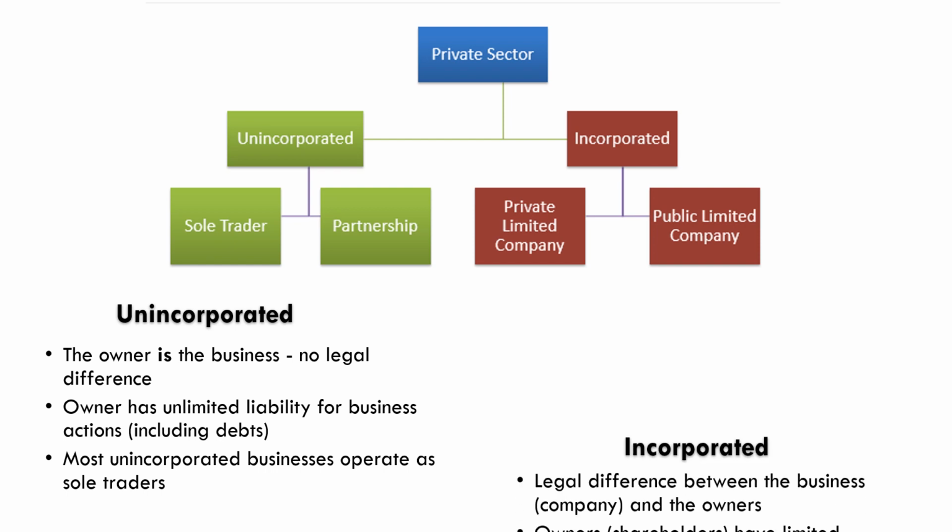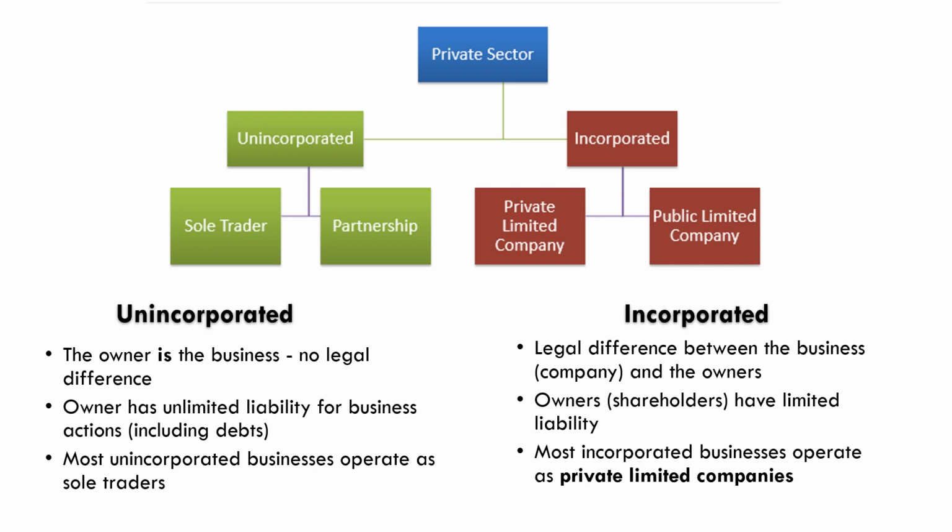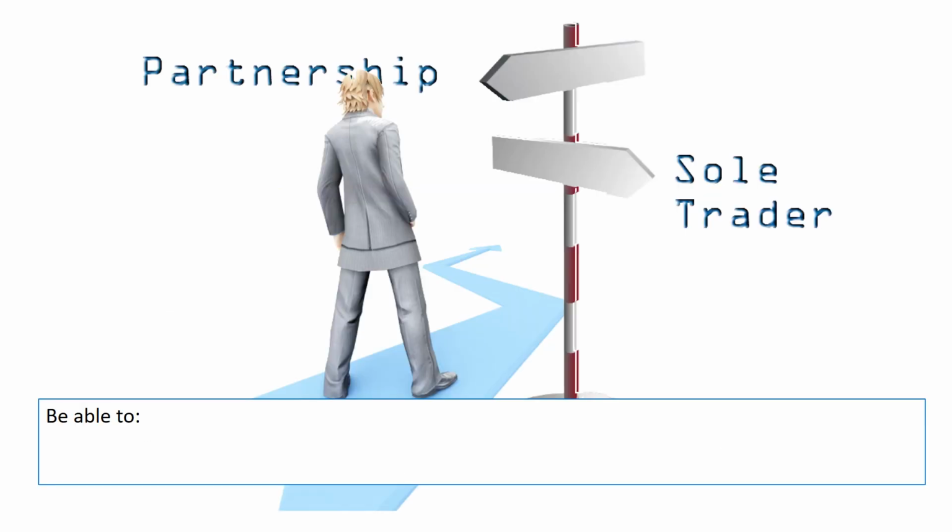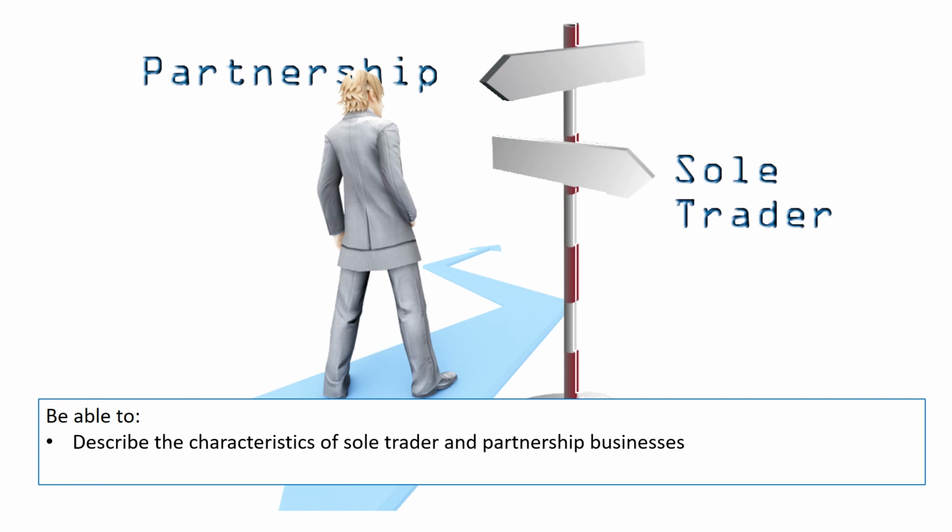Whereas on the right-hand side, incorporated businesses, this is where the owners of the business and the business itself are viewed differently in the eyes of the law. The business, in the eyes of the law, is an entity in its own right, and only the business is liable for the debts that it owes, and therefore they would have what we call limited liability. We'll come on to this a little more later in the course, but it's good to have an overview to start off with. So today we are going to look at the characteristics of sole traders and partnership businesses, and also look at the advantages and disadvantages of each type.